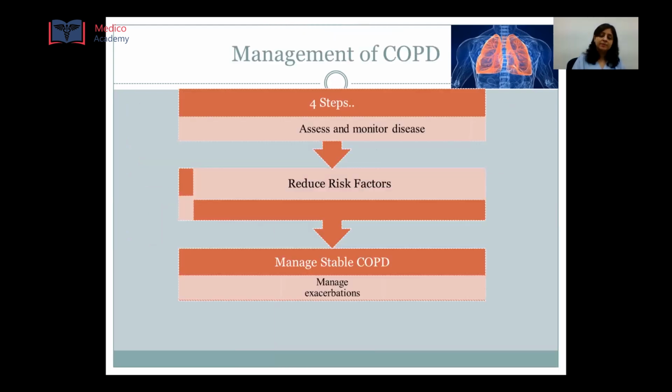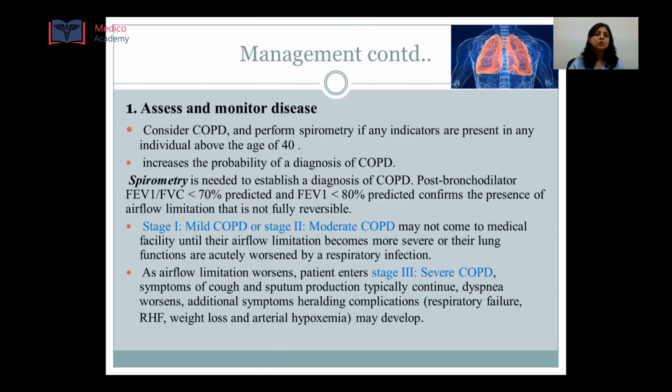Management of COPD. Now, how do you go about management of COPD? There are 4 steps in the management. You assess and monitor the disease, you reduce the risk factors, you manage the stable COPD, and you manage the exacerbations. Again, 4 things. We assess and monitor the disease, we reduce the risk factors, we manage the stable COPD, and we manage the exacerbations. Now, how do we assess and monitor the disease?